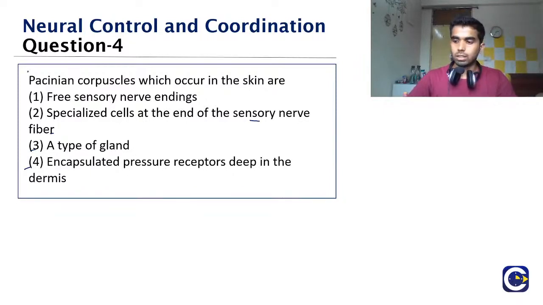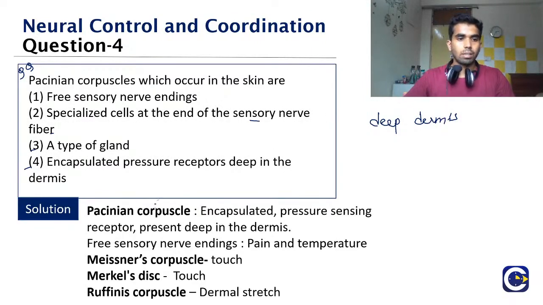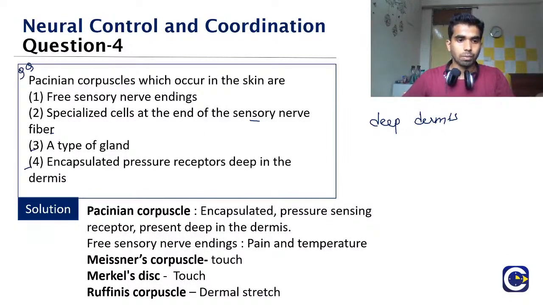So Pacinian corpuscle is a kind of receptor, and it has been asked several times in the examination. So what is its function? The Pacinian corpuscle is the receptor that is present deep in the dermis, and the major function for which it is present is pressure. It senses the pressure. If you apply any pressure on your hand, that pressure will be sensed by the Pacinian corpuscle.